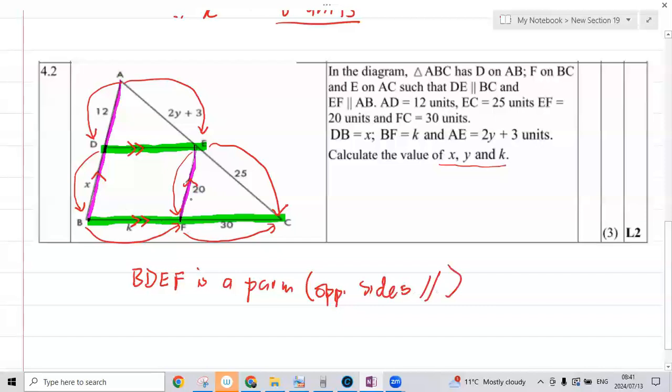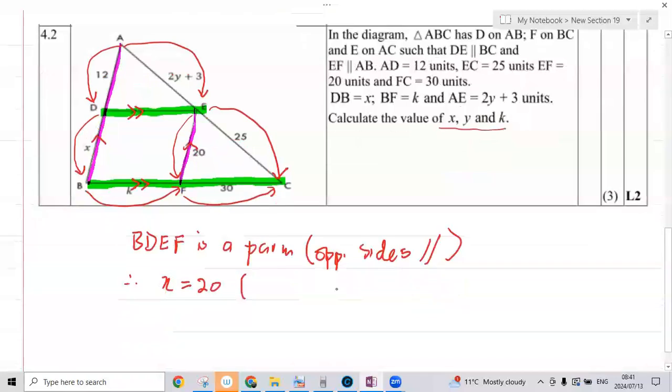Now, what do we know about the properties of a parallelogram? Therefore, we can conclude that X equals 20, because if BDEF is a parallelogram, we proved it, opposite sides are equal. So therefore, X is going to equal 20. We can fill that in there, 20. Always update your diagram. Now, we've got X. Let's solve for Y.